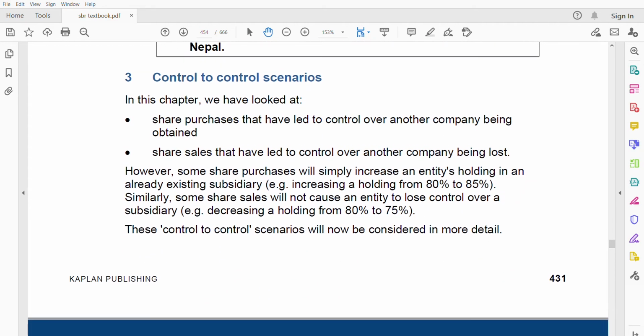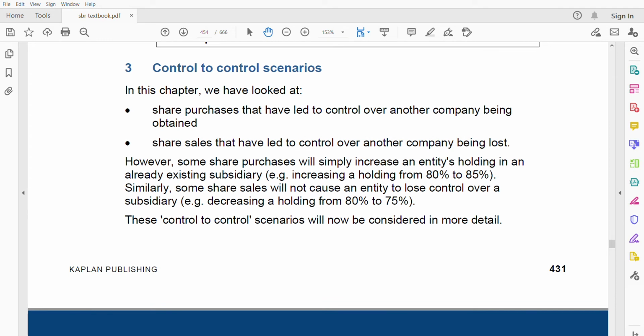Now we are going to the second type of scenario where control is retained, whether you are buying or selling. It is known as the control to control scenario. Share purchases have led to control over another entity being retained. That means going from 60 to 80. At 60% you had control, at 80% also you will have control. Or let's say you have 80% and you have sold 20, so from 80 to 60 you still have control. You are not losing control. So it could be purchase or sales, but in any case, control is retained.